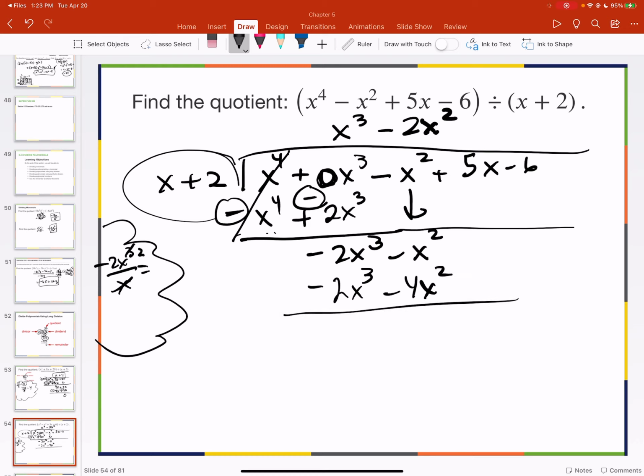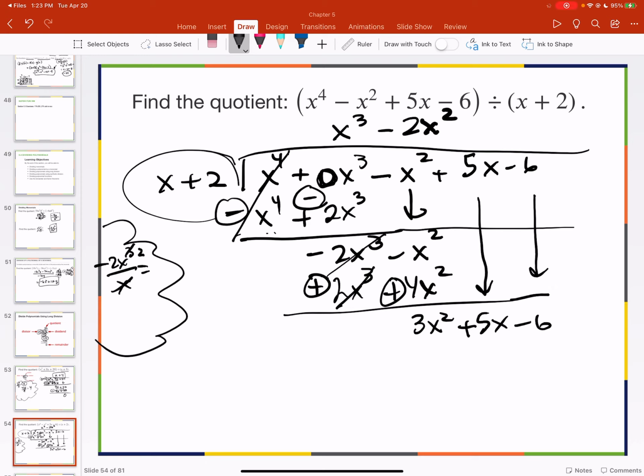Then change the signs because I'm subtracting. That changes these signs to positives, canceling the first term, which is what we wanted. So that brings me to 3x squared here. And then I'm going to bring down the rest, plus 5x minus 6, even though I'm probably not going to use the 6 right away. So then what times x, we go through the whole process again, gives me 3x squared.